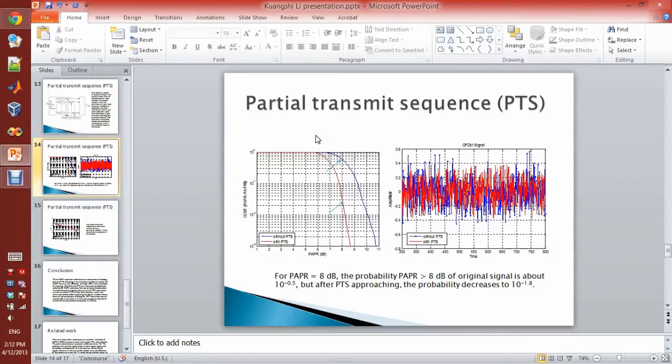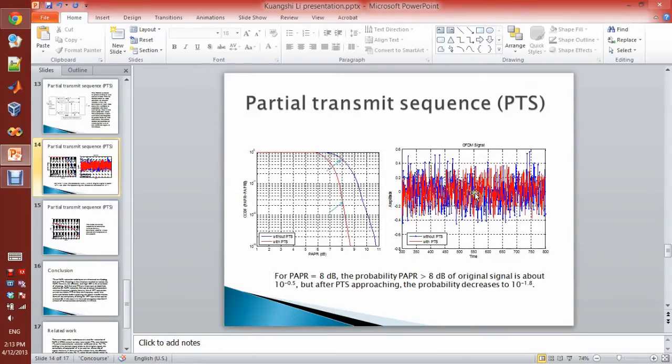This is the result of this simulation. I can see that PTS is also a very efficient technique to reduce the PAPR. For PAPR equal to 8 dB, the original CCDF is 10 to the minus 0.5, and after the PTS approach, the probability decreased to 10 to the minus 1.8. This is the signal comparison result for PTS.